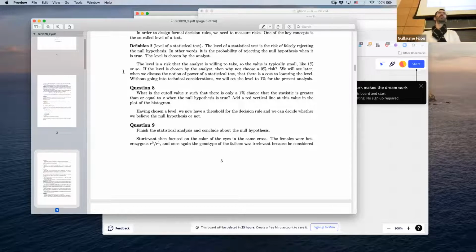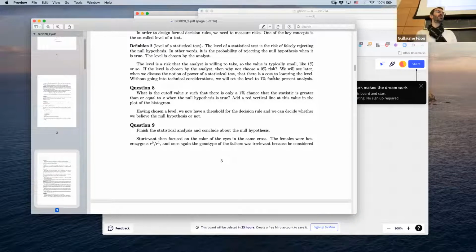All right, I got sidetracked, sorry about this. So the level is a risk that the analyst is willing to take. So the value is typically small, like 1% or so. If the level is chosen by the analyst, then why not choose 0%? First, because we can't. There's always a mathematical risk that the impossible or what looks impossible will happen.